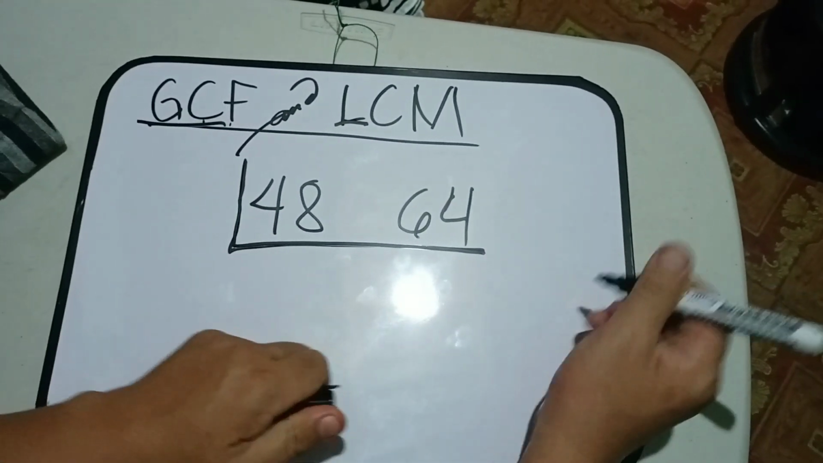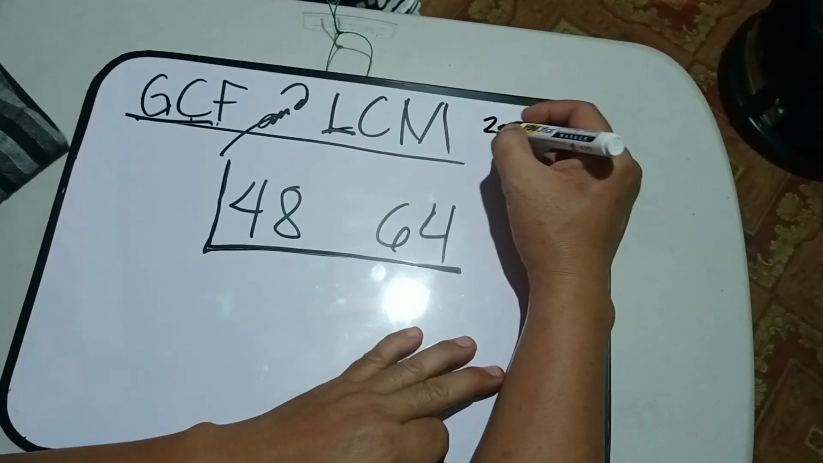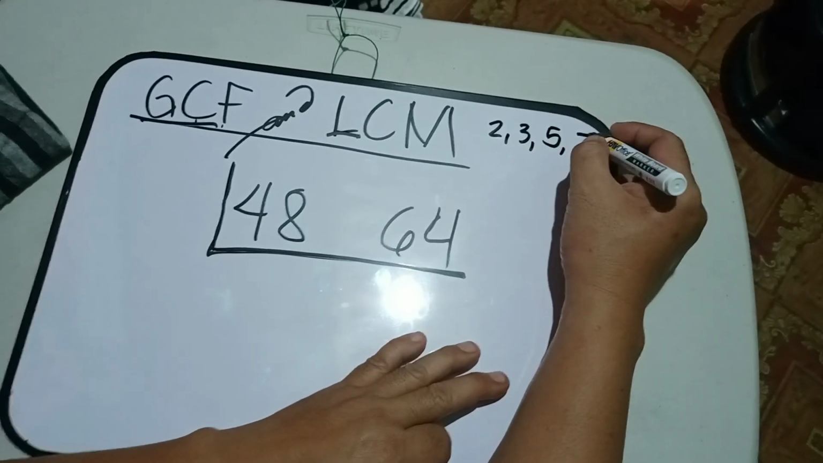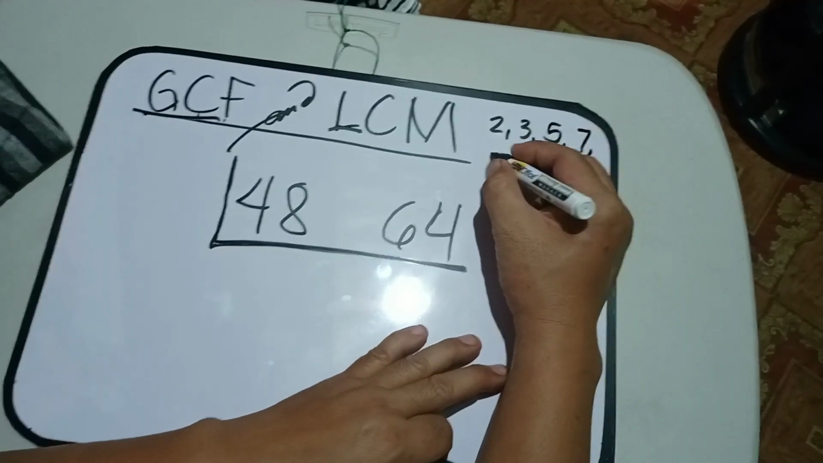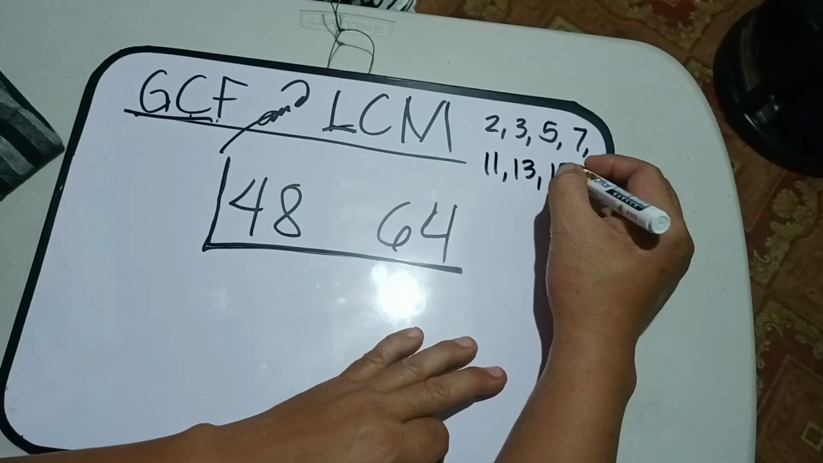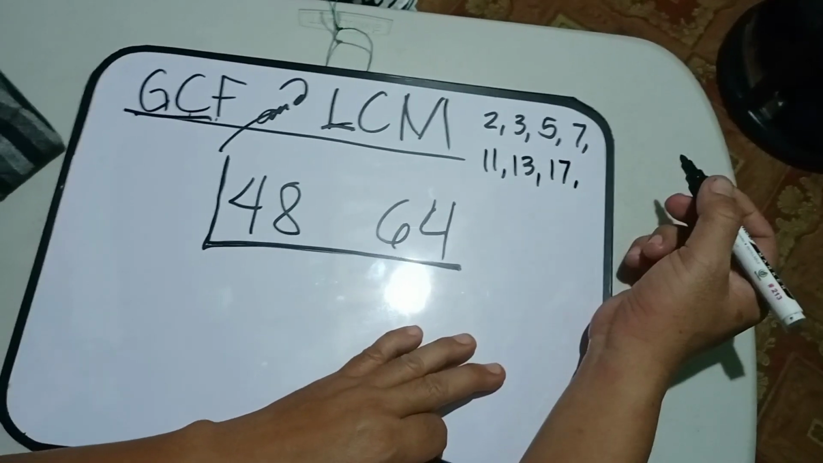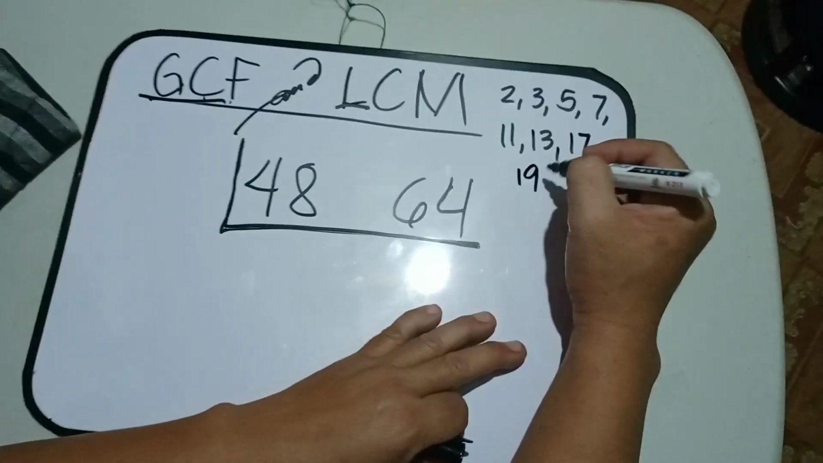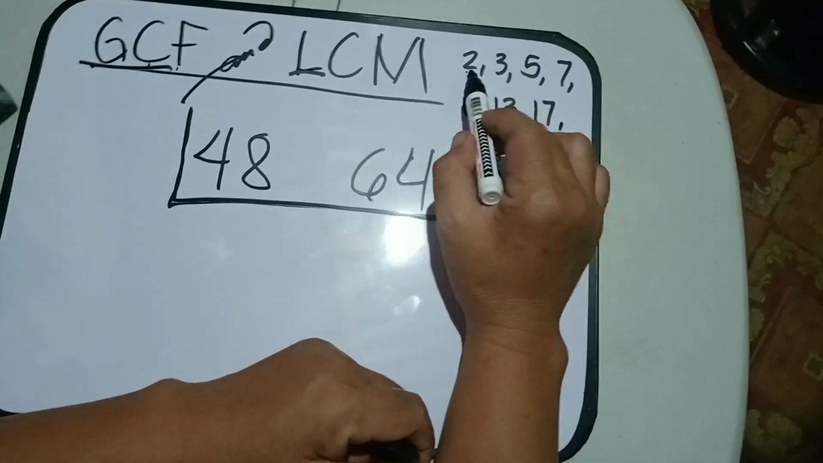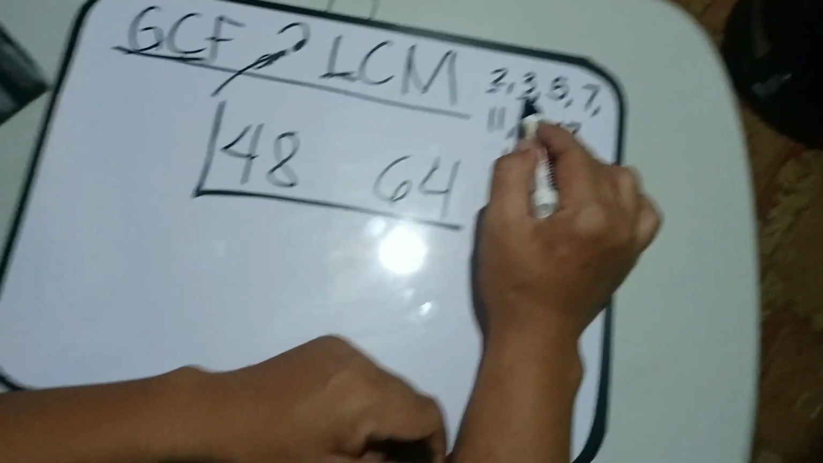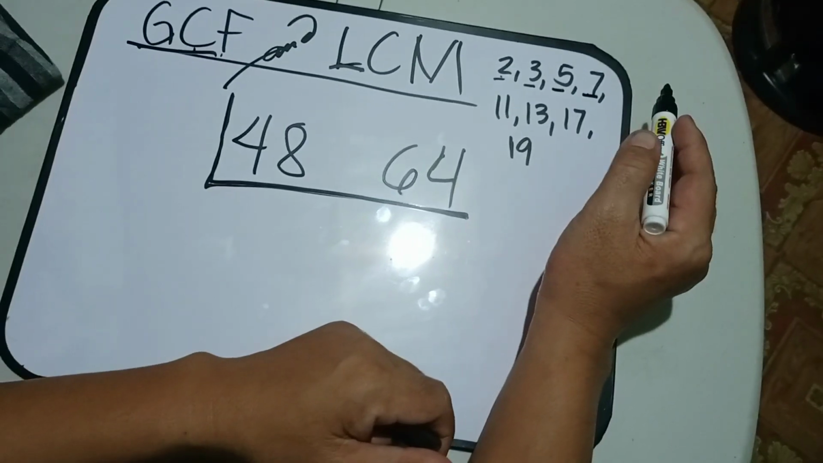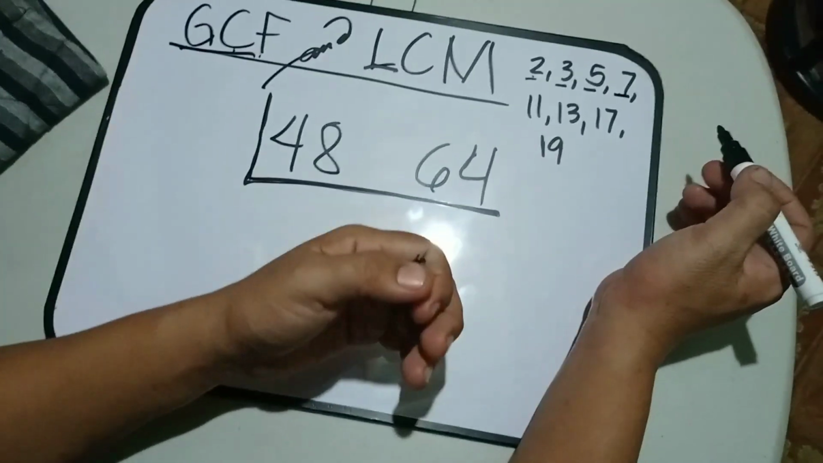Examples ng mga primary numbers natin, we have 2, 3, 5, 7, 11, 13, 17. Okay? 19. So, these are primary numbers. Why? Kasi si 2, wala na siyang factors. 1 times 2 lang. Si 3, 1 times 3 only. 5, 1 times 5 lang. 7, 1 times 7 lang. Wala na ibang factors.